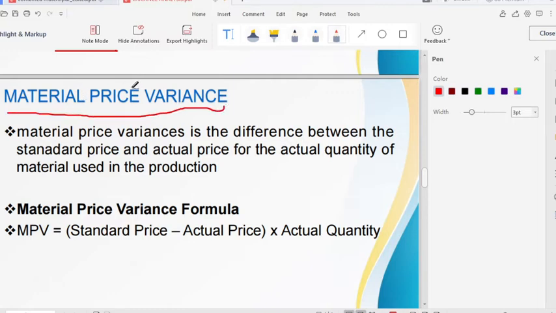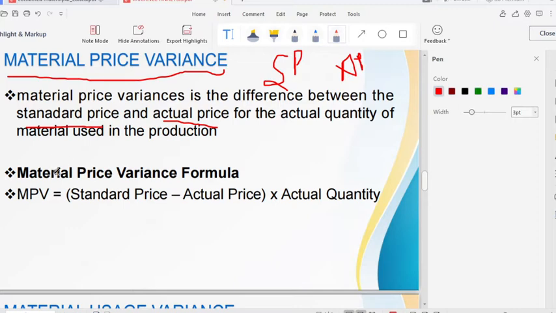So there will be a price, no? So standard price is there. Actual price is there. Right, standard price, actual price will be there. The material price variances is the difference between the standard price and actual price for the actual quantity of the material used in the production. So see the formula here.